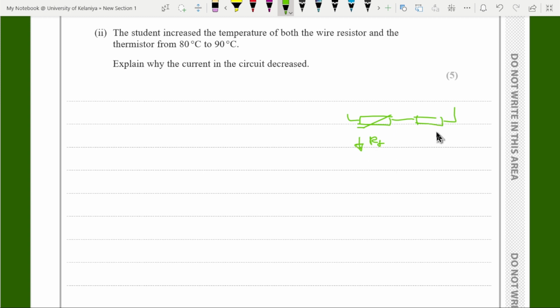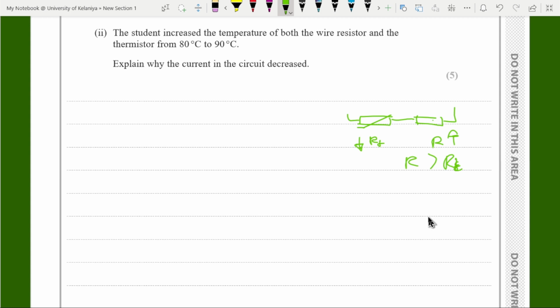But in this case, what will happen in the resistor? The resistance of the resistor will increase. Why? Because the atoms inside this resistor start to vibrate more frequently, so electrons cannot pass through the resistor, so the resistance of the resistor will increase. If the resistance of the resistor is greater than the resistance of the thermistor, R_T, then current will be decreased. So the condition should be R greater than R_T, the resistance of the thermistor.